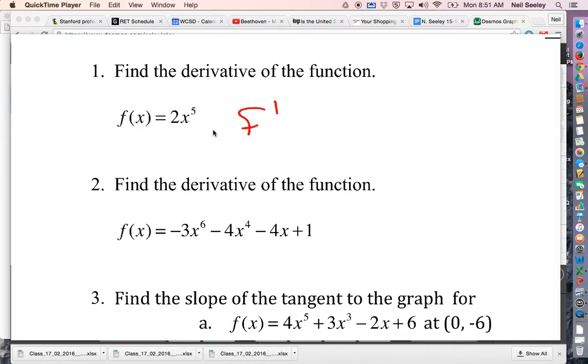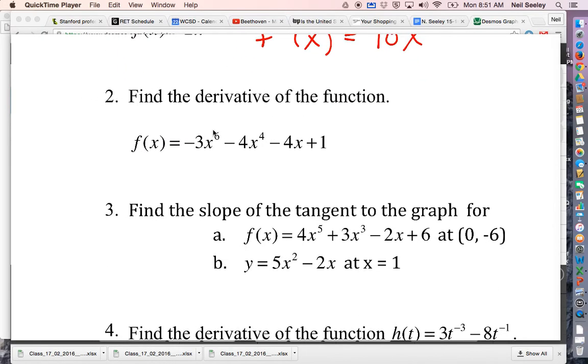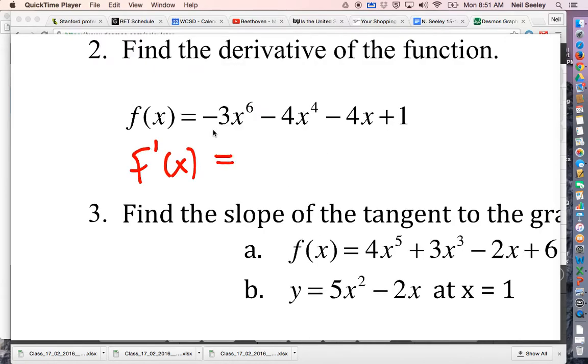First one says to find the derivative of this, so I'm going to do f prime of x, and we're just doing the power rule, so that'd be 10x to the fourth. Just email me if you have trouble with the power rule and don't know how that works. Number 2 down here, that f prime of x, it's just a series of those power rules. When you have a polynomial, you just work down the line. So you get negative 18x to the fifth, and this would be minus 16x to the third.